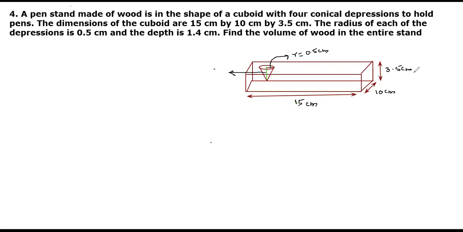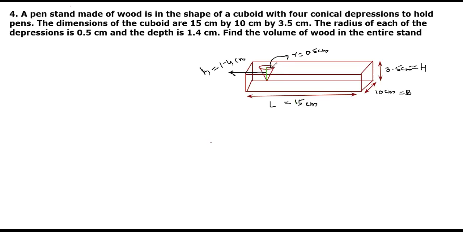Now we have two heights, so we have defined the other height. Suppose this is the height, or we can take capital L as length, and this is the breadth of the cuboid, and this is the height of the pole, which is given as h, equal to its depth, so that is 1.4. h is the height of the cone, which is 1.4 centimeters. Find the volume of the entire wood.